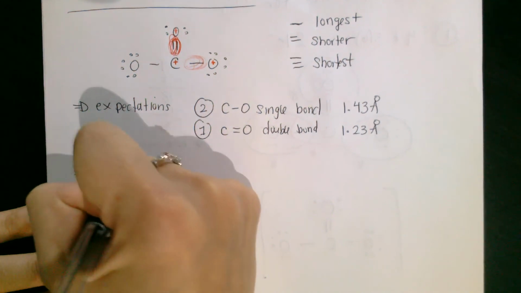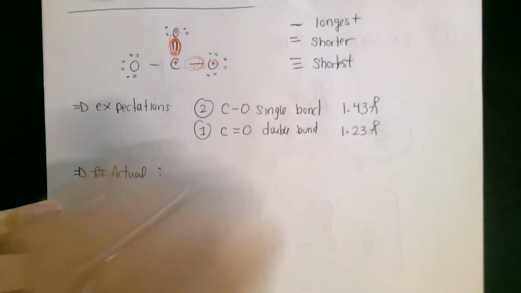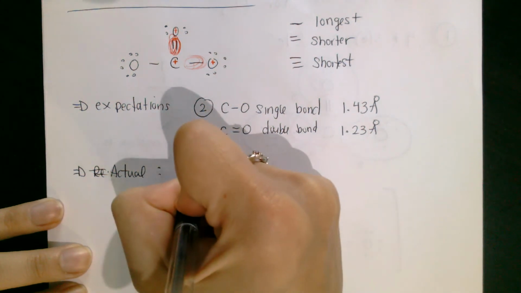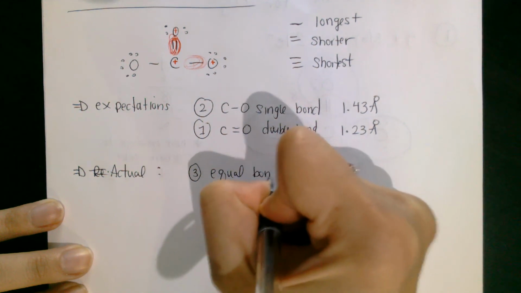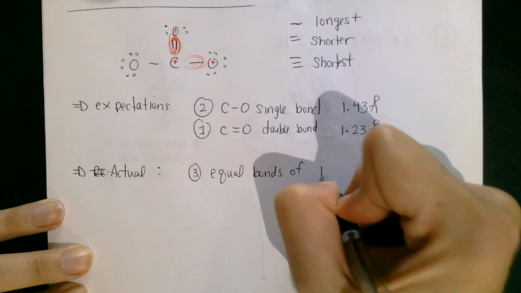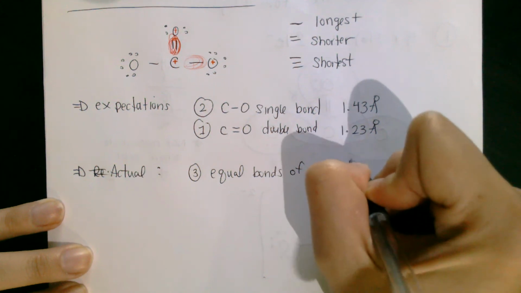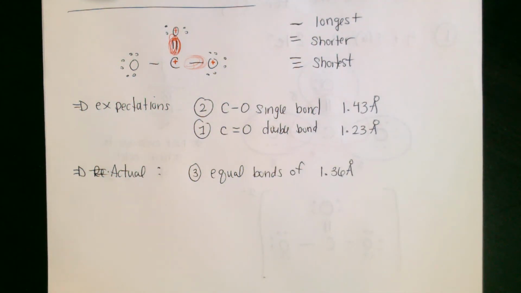So what do we actually measure? We measure 3 equal bonds of 1.36 angstroms. 3 bonds that are identical that have a length of 1.36 angstroms. If we look, it appears to be right in between those, right? Not quite a carbon-oxygen single bond, not quite a carbon-oxygen double bond. It's somewhere in between them.